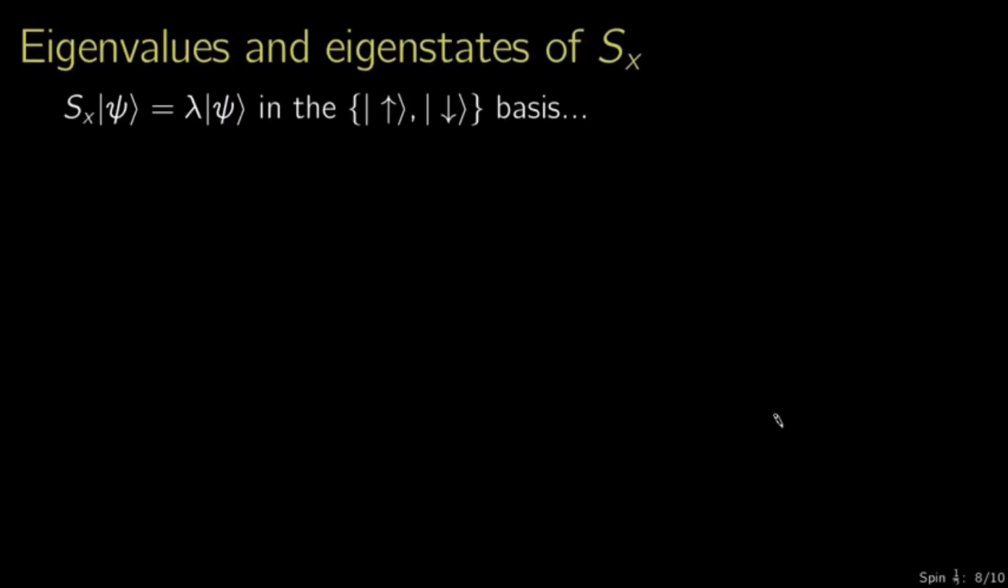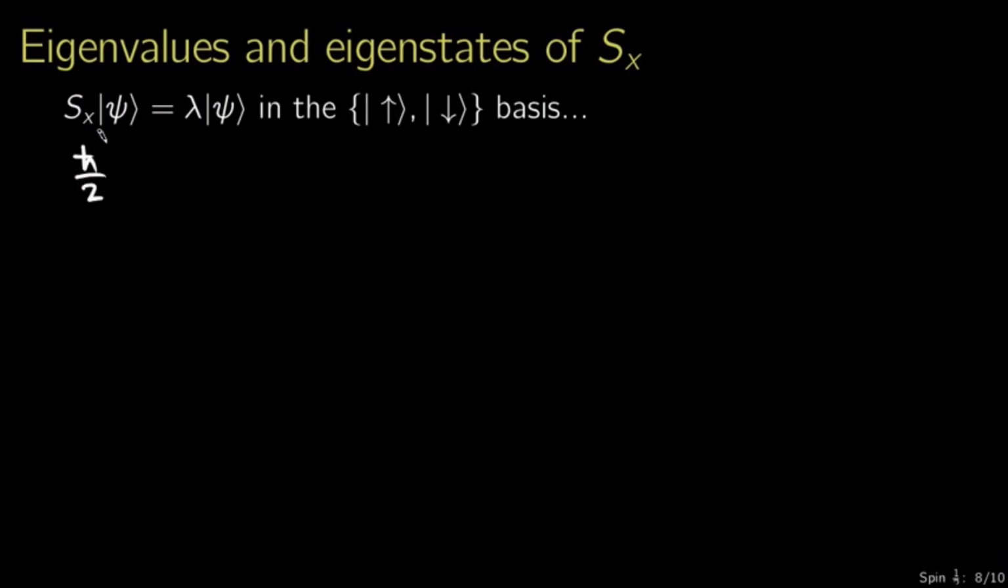The eigenstates of S sub x. Suppose we want to find the eigenstates of S sub x. That's a reasonable question. What does this state that has a definite value of the x component of the angular momentum actually look like? What we want under those circumstances is the eigenstate of S sub x. We want to know what the eigenvalues are. We want to know what the eigenstates are. Now we're working in this up-down basis. We have an expression for S sub x in this up-down basis.